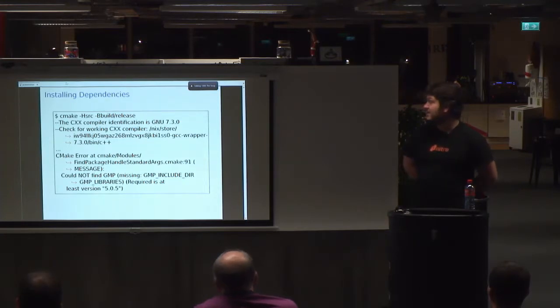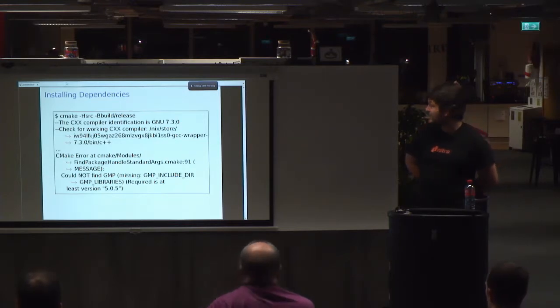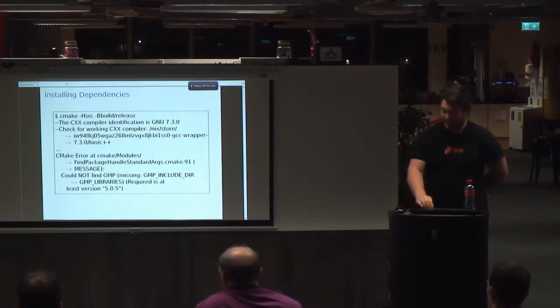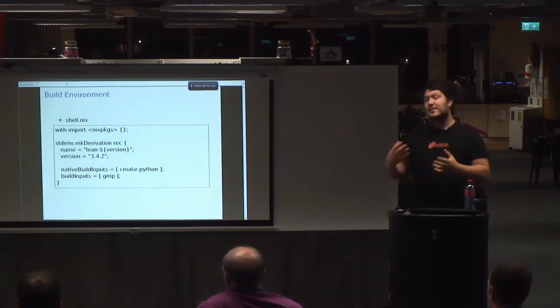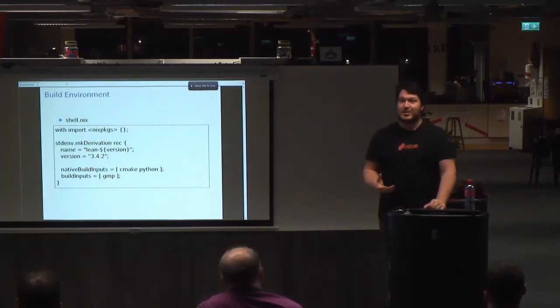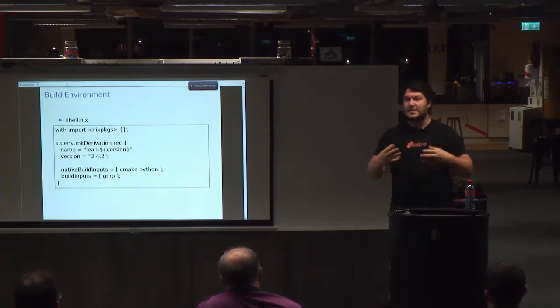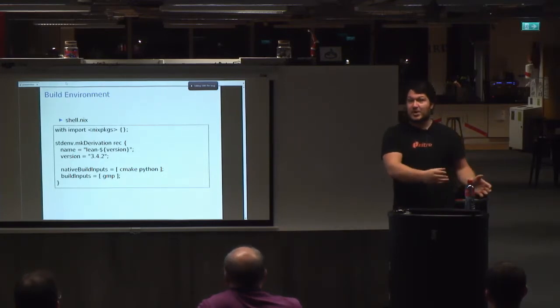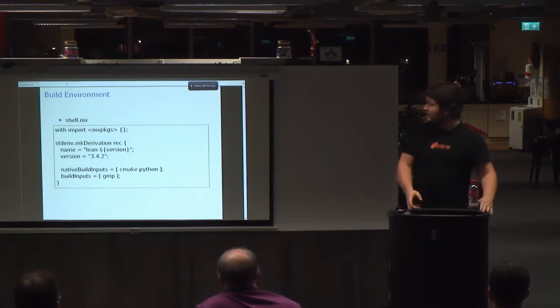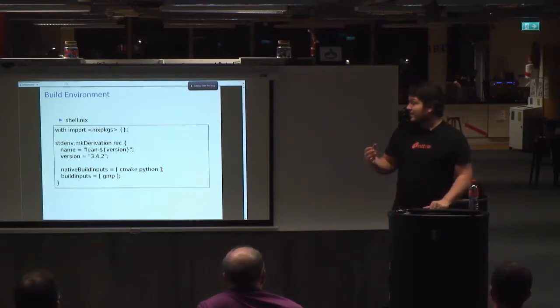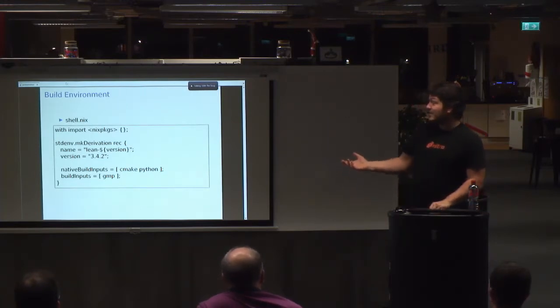It finds the C++ compiler. It finds make, but it doesn't find GMP, which is a dependency of this project. So now I could go on and install things locally on my system, but ideally I don't want to bloat my environment with all these dependencies for projects I just want to build. So I create a development environment for this package.